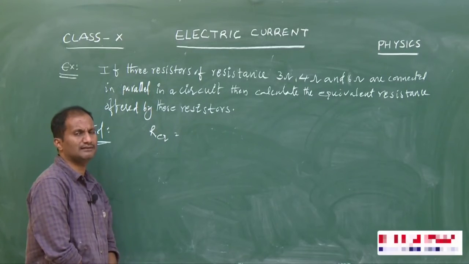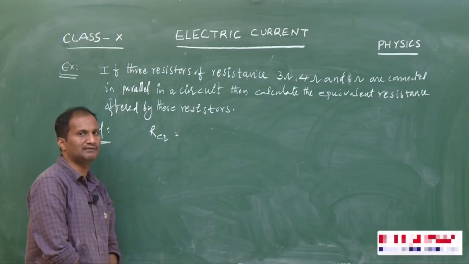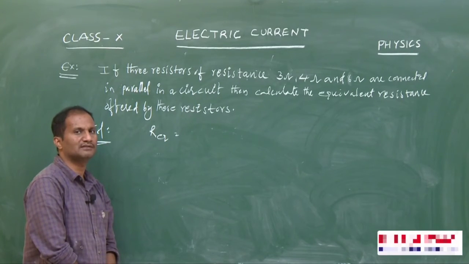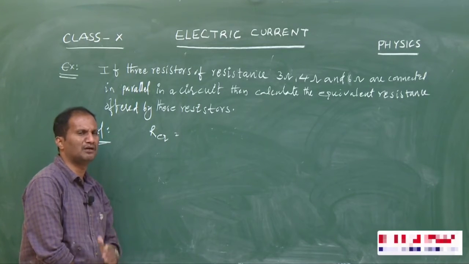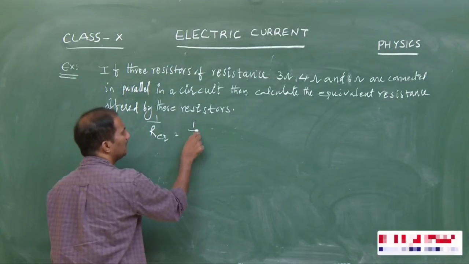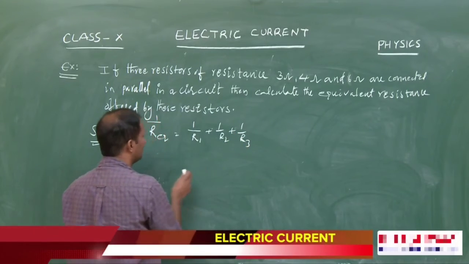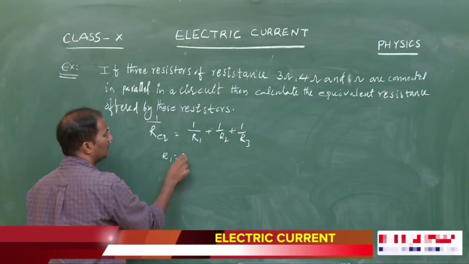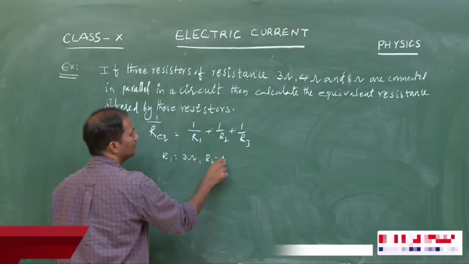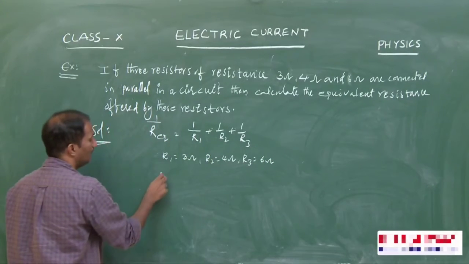Already we know that in case of parallel combination, the reciprocal of resultant resistance is equal to the sum of the reciprocals of individual resistances. That is, 1 by R equivalent is equal to 1 by R1 plus 1 by R2 plus 1 by R3 and so on. Now we are going to calculate R equivalent, that is 1 by R equivalent is equal to 1 by R1 plus 1 by R2 plus 1 by R3. Already we know that R1 equals 3 ohms, R2 equals 4 ohms and R3 equals 6 ohms. Now we are substituting all these values.